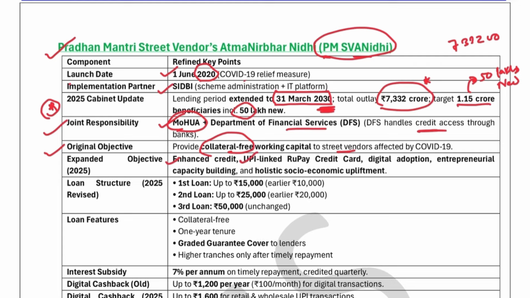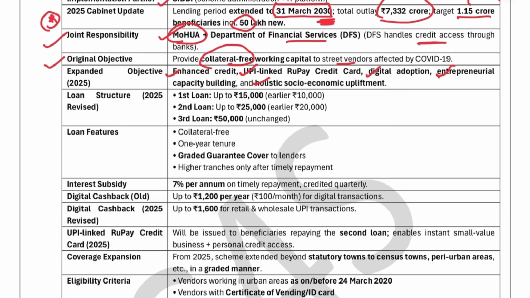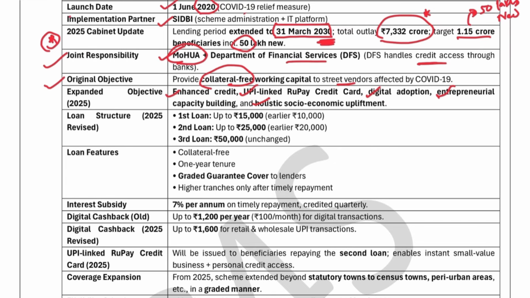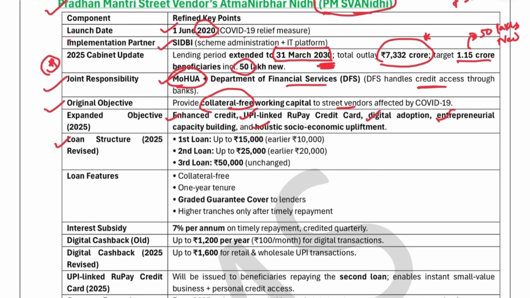Now the objectives are to enhance credit, definitely, then UPI linked RuPay credit cards are also given to the street vendors, digital adoption encouragement, then entrepreneurial capacity building and holistic socio-economic upliftment under this SVANidhi se Samriddhi. We will see that point. Now let's have a look at the loan structure.